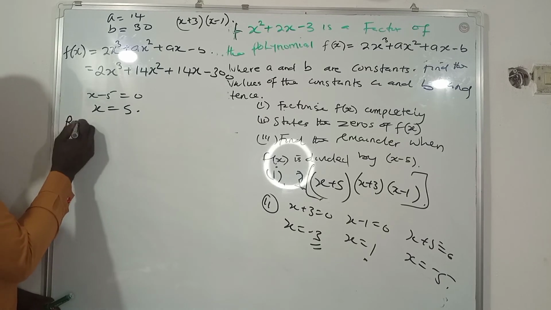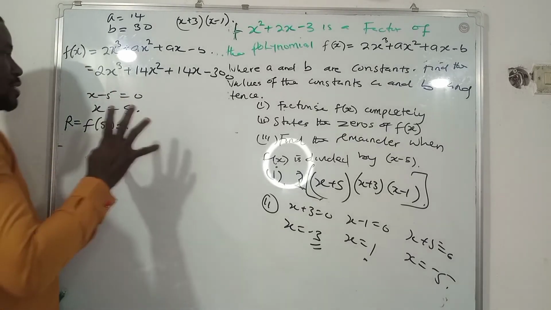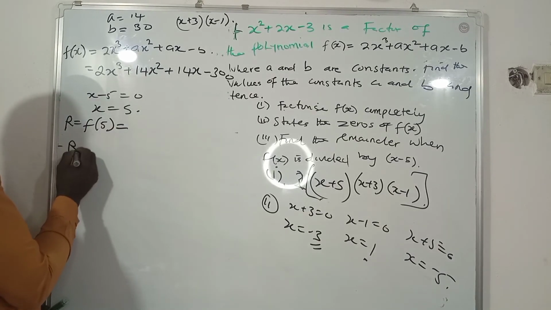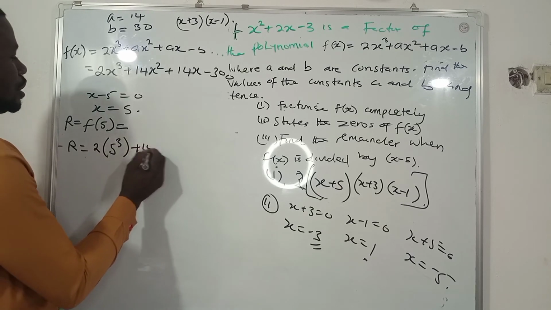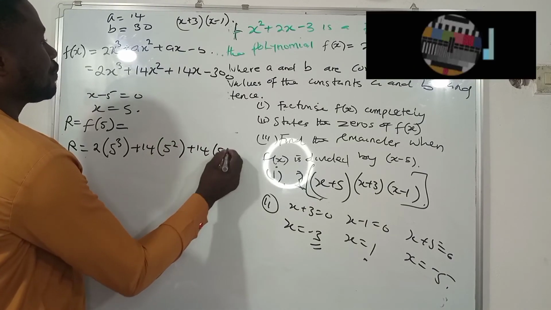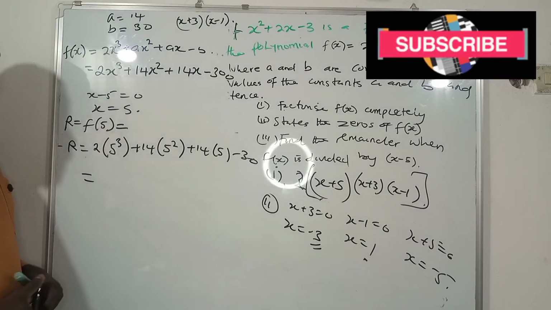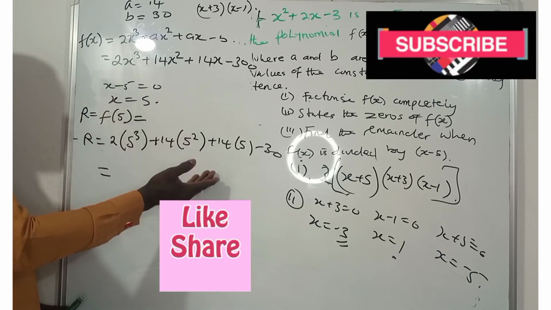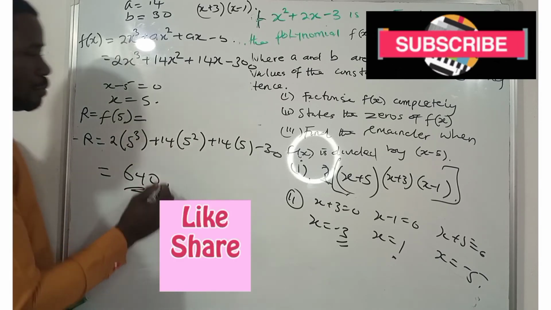You now look for the remainder, which is f of 5. What that means is wherever you have x, you replace with 5. And of course, that will give you remainder equal to 2 into 5 raised to power 3 plus 14 into 5 raised to power 2 plus 14 into 5 minus 30. Now you solve this, whatever you have becomes your final answer. So after substituting x equal to 5, this is what you now have. If you solve this with your calculator, you expect to have about 640 to be your answer.